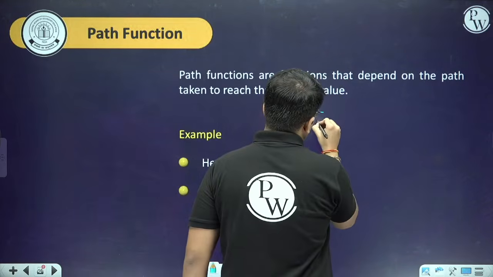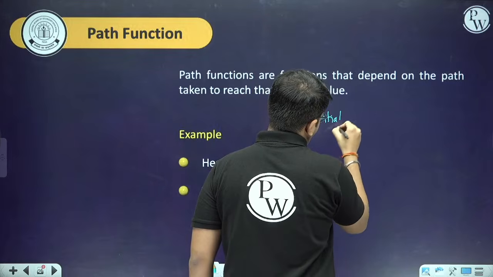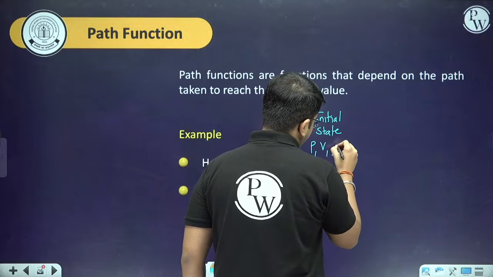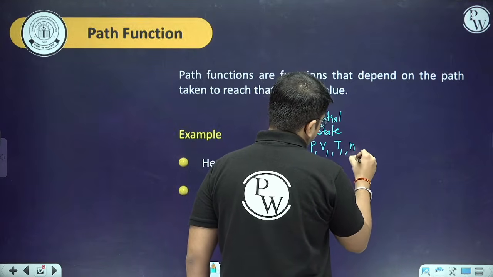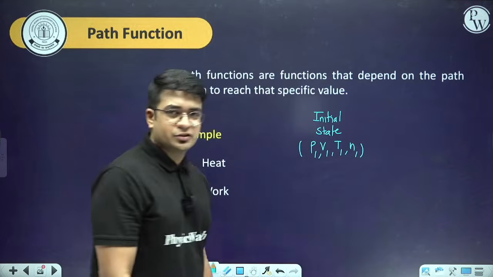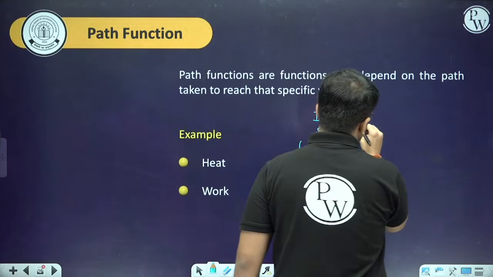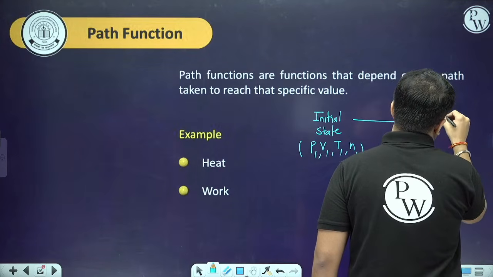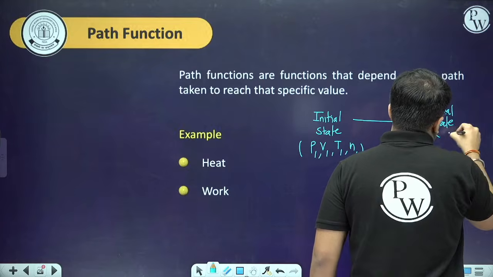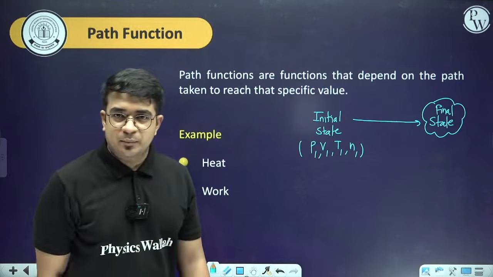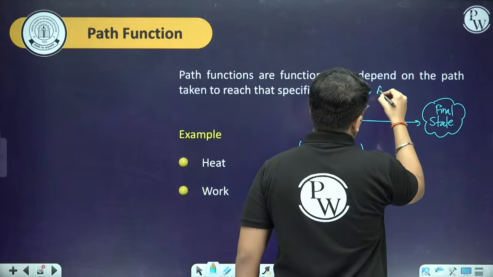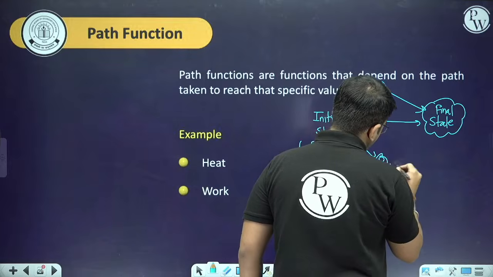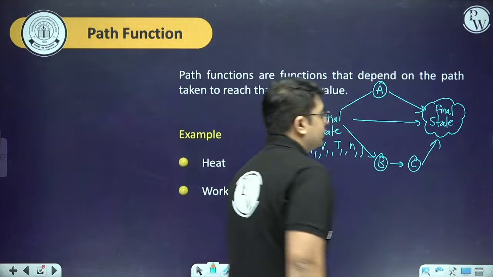So we have the initial state. Let's say in this case we have P1, V1, T1 and N1. Let's say everything is changing, and I want to reach state 2, which is the final state. So either I can reach by the direct path, or I can reach some intermediate then go towards this, or I can go to two intermediate states then go to this particular state.